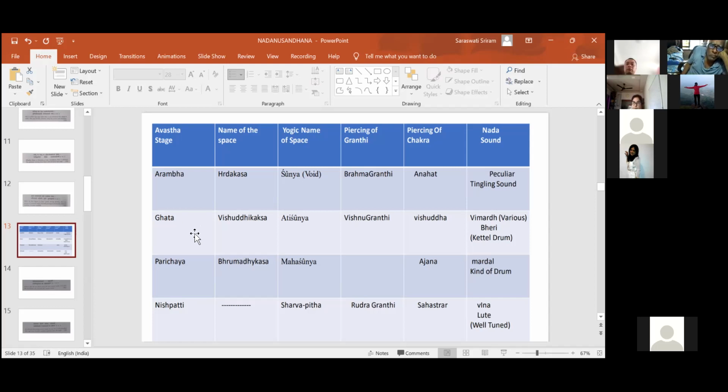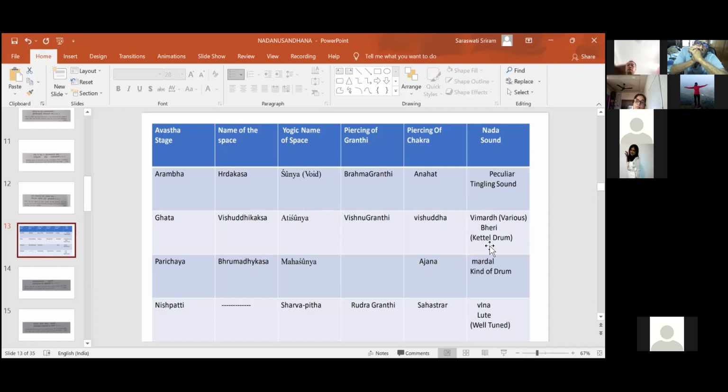In the second stage, which is called Ghata Avastha, the name of the space is Vishuddhi Akasha, and the yogic name is Ati Shunya. This is given in the shloka. Then which granthi will it pierce? It will pierce the Vishnu Granthi. After piercing the Vishnu Granthi, it will again pierce the Vishuddhi Chakra. Vishuddhi Chakra is near, behind the throat region, and that space is called Atishunya.